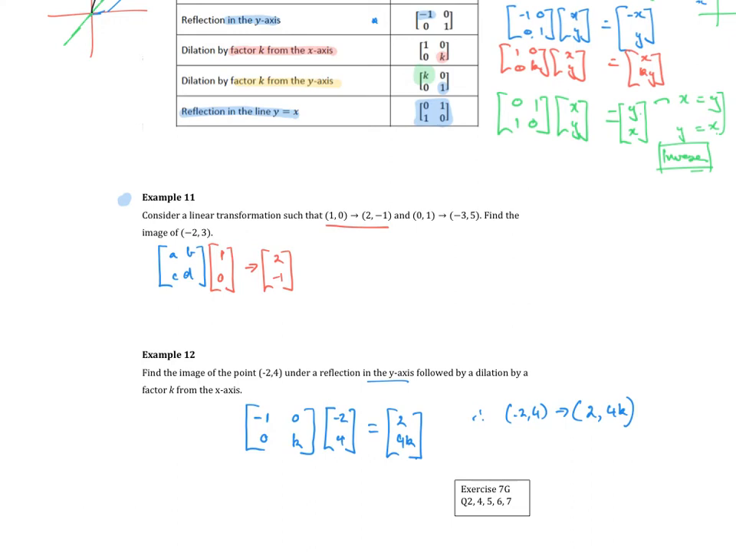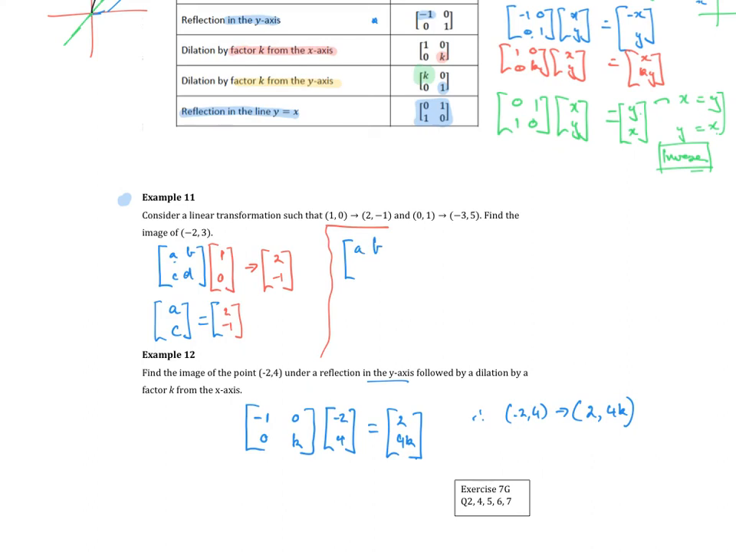Yeah? So if I multiply out this left-hand side, I will get A times 1 plus B times 0, which is just A. It's the end of that row. Go to the bottom, I get C times 1 plus D times 0, which is C. And that's equal to 2, -1. So you can see straight away that A is equal to 2 and C is equal to -1.